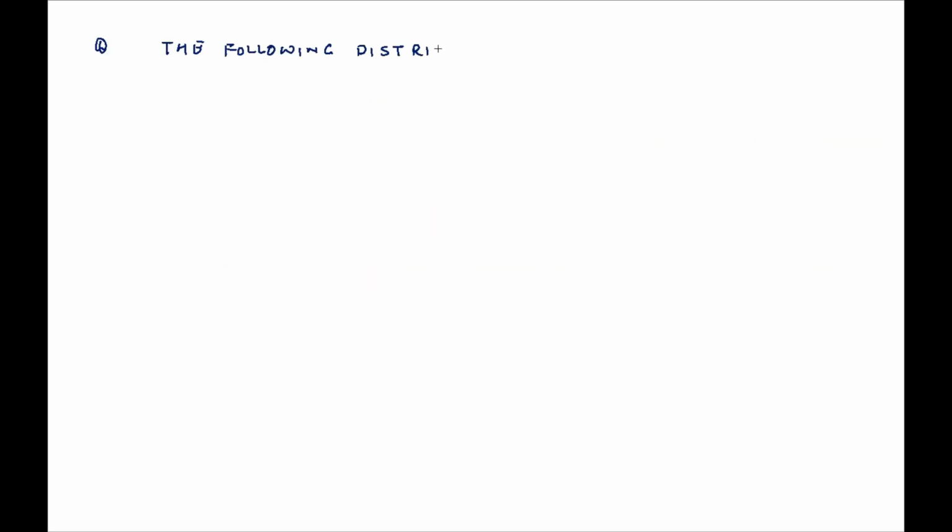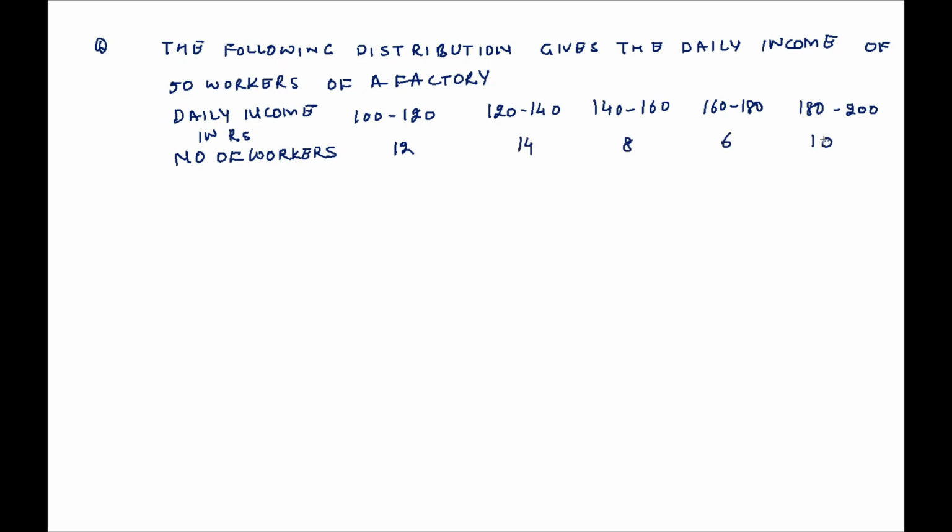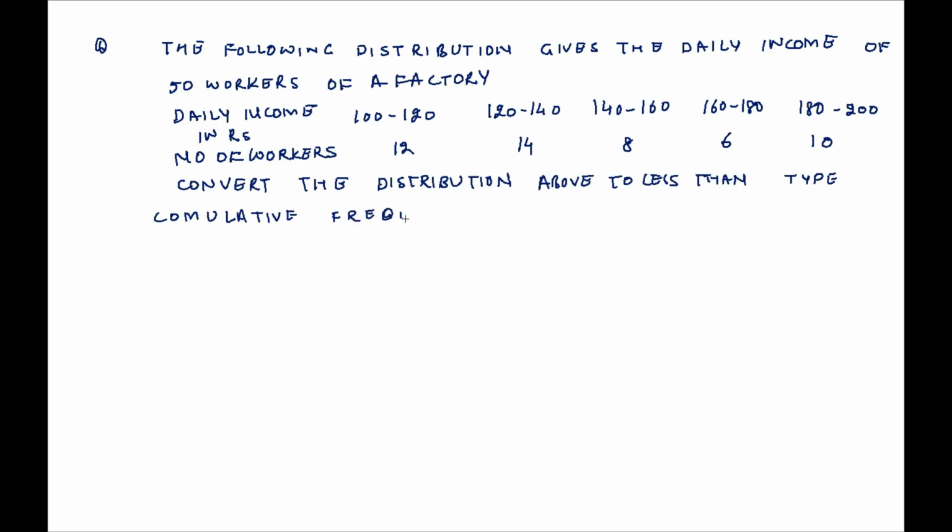Now the question is, the following distribution gives the daily income of 50 workers of a factory. Daily income in rupees: 100 to 120, 120 to 140, 140 to 160, 160 to 180, 180 to 200. Number of workers: 12, 14, 8, 6 and 10. Convert the distribution above to less than type cumulative frequency distribution and draw ogive.